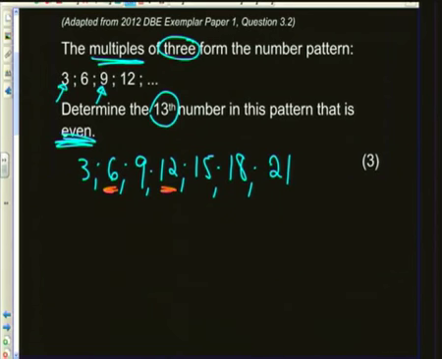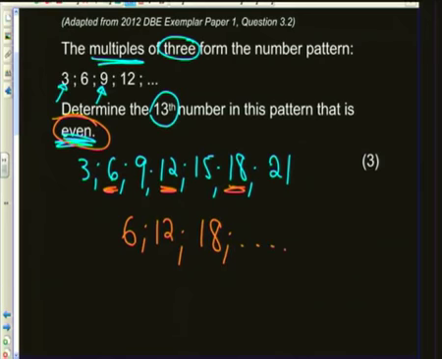You've got your 6, 12, 18, right? Now I'm leaving out the 3, 9, 15, 21 because I'm guided by this word. Find the 13th number in the sequence that is even. So I've got a new sequence here for even numbers of this one. So I've got 6, 12, 18, and so on.